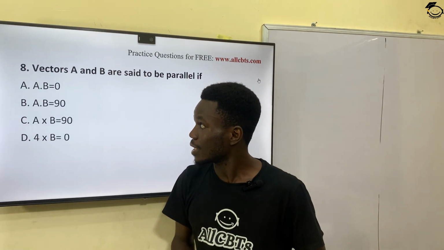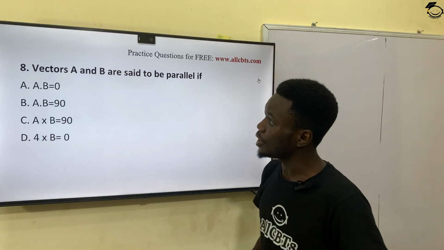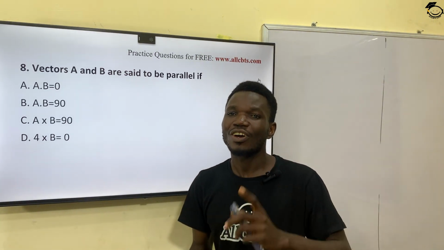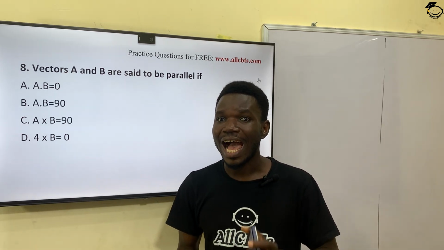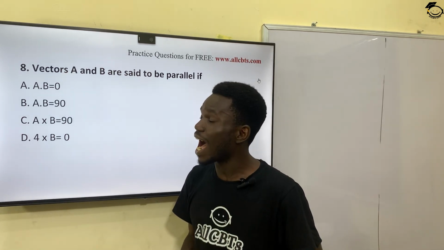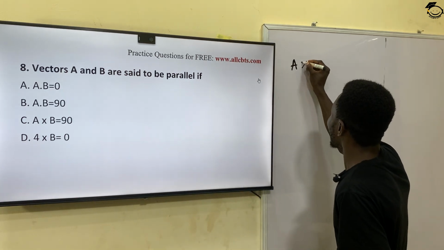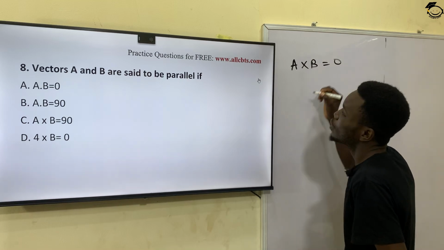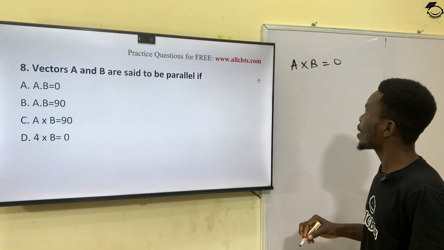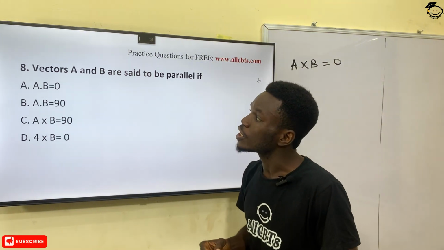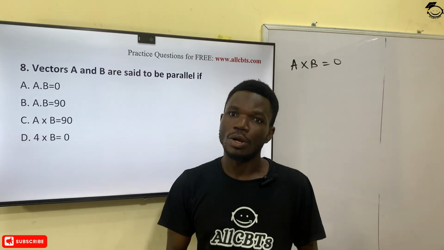That's question number 8, which says vector A and B are said to be parallel if dash. Now, vector A and B are said to be parallel when the product of their diagonals is 0. So what does that mean? It means if I have vector A times vector B equal to 0, then the two vectors are said to be parallel. So the correct answer to this question is option A, which says A dot B equals 0.